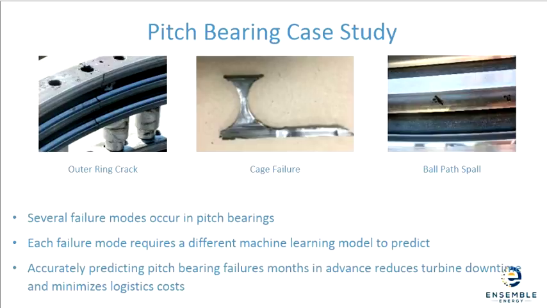We're able to accurately predict these bearing failures months in advance. It really depends on the failure mode, but a minimum of 3 months in advance, and for some of the other failure modes we can predict 6 months in advance. By predicting the failure up to 6 months in advance, we're able to reduce the downtime and also minimize the logistics costs. No one keeps pitch bearings in inventory, and it could be a long lead part.